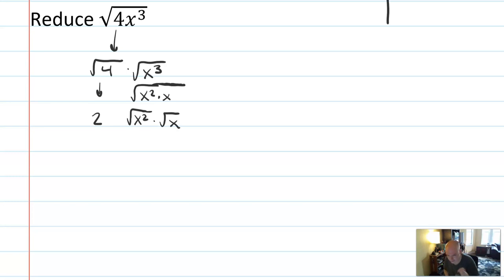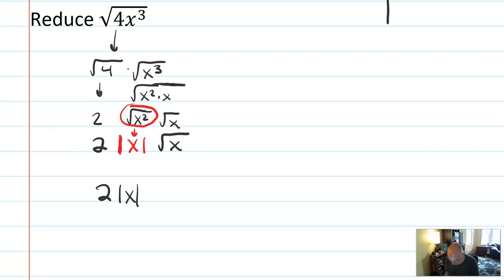And this is what you do when you have kind of a mismatched root and power. Okay, now wait. I'm going to have root x. I'm going to have a 2. Remember what we said about root x squared, though. Since we don't know if x is positive or negative, but we do know that this positive root of a perfect square will always be positive, we actually have to write absolute value x. So in this case, the final answer would be 2 absolute x root x.